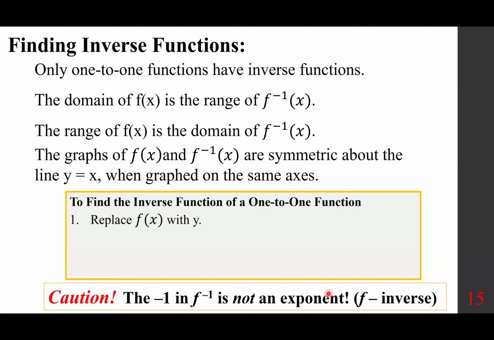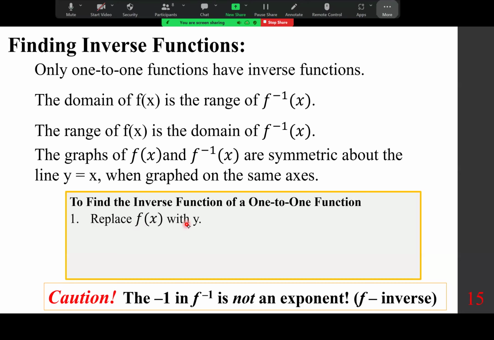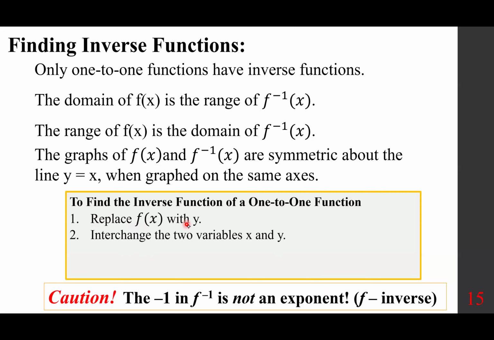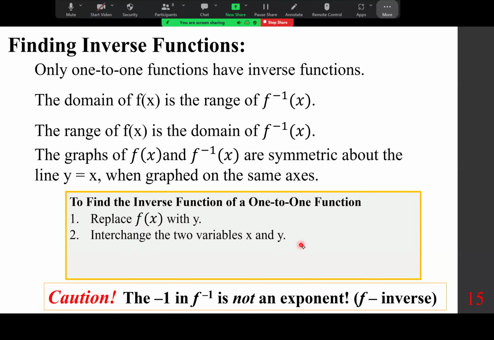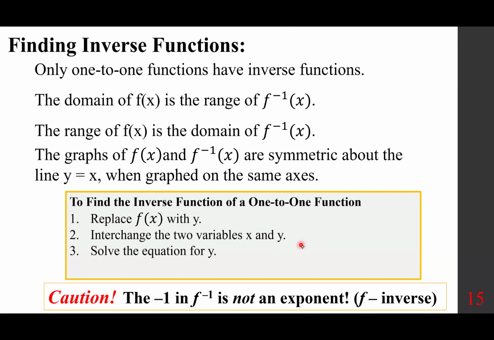Here's the process. Number 1, replace f of x with y. The reason we do that is because it makes it easier to work. Number 2, interchange the 2 variables x and y. And right at this step, we do have the inverse. However, we normally solve for y. And finally, we give it a name, f inverse. That's the idea, everybody.